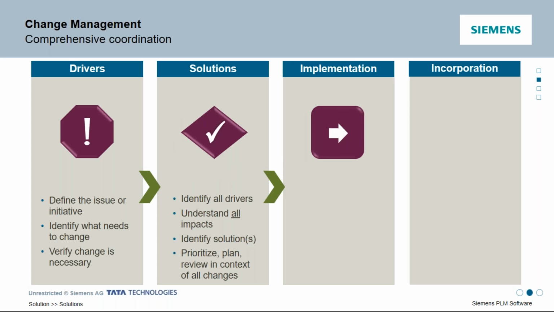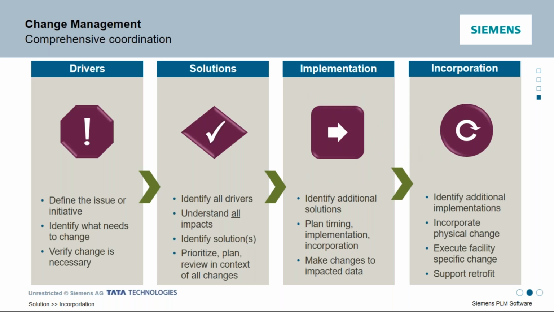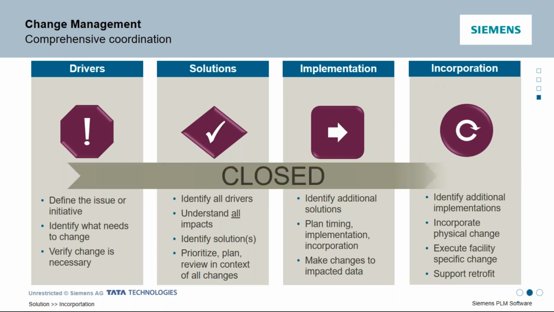Now, in the implementation phase, that's when you start executing the change, right? Now, this execution is still not at the physical level, it's still at the virtual level, right? What are you executing? You are making changes to your electronic drawings, you are making changes to your engineering BOMs or manufacturing BOMs or bill of process, or you are setting effectivity and stuff like that. So that's what's happening in the implementation phase. And finally, in the incorporation phase, that's when you actually make the physical changes on the product, right? And that becomes a closed loop change process.